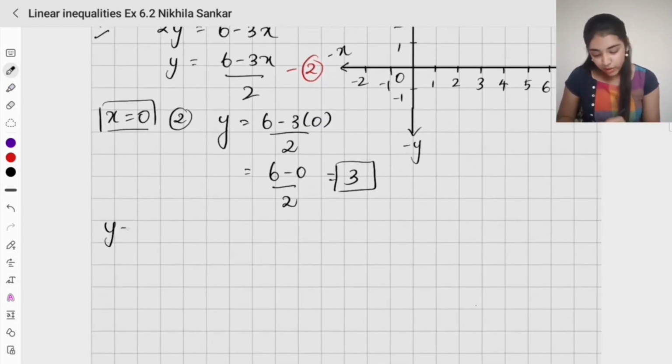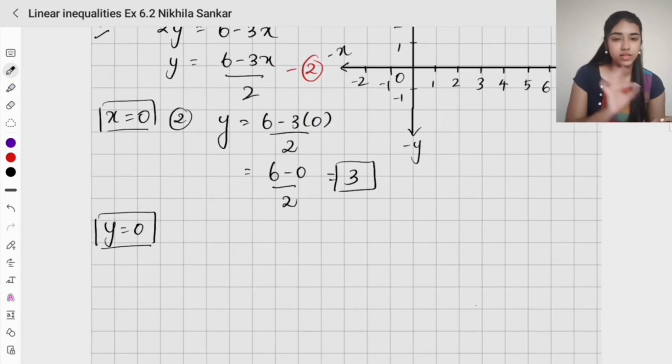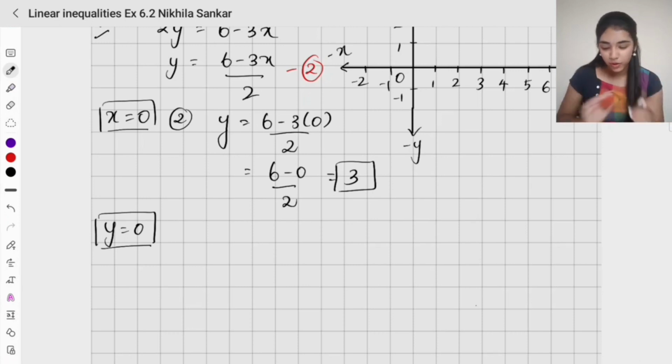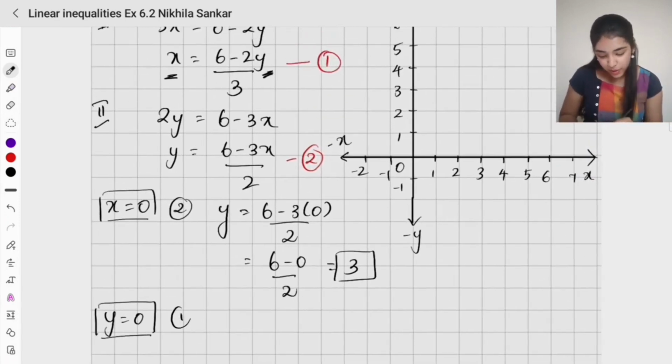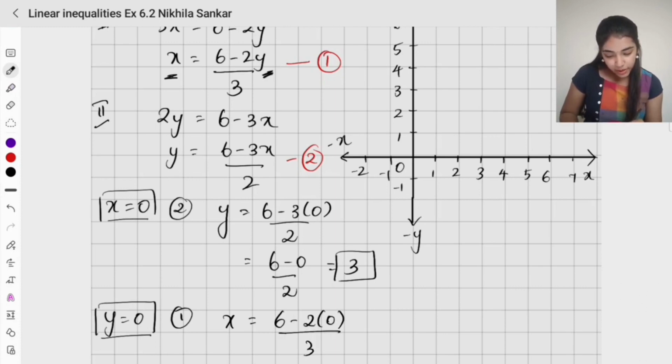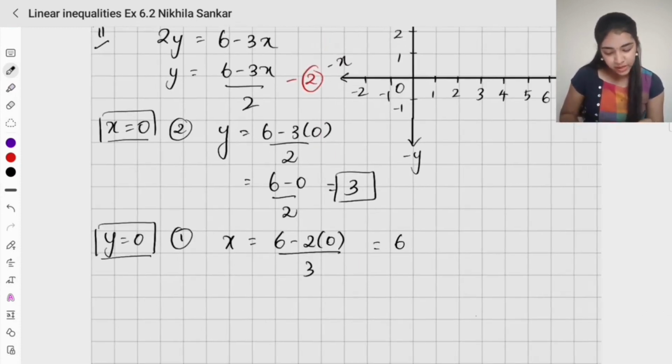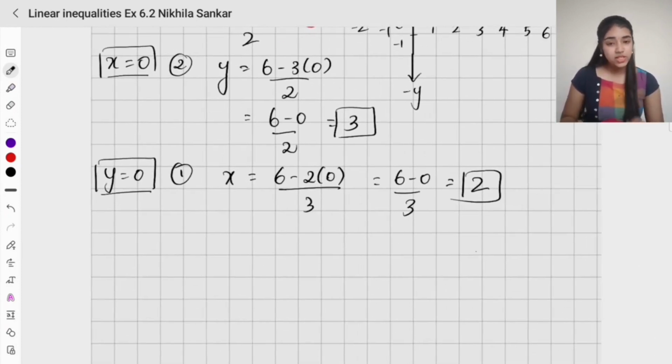Similarly, y oda value 0 va irundha enaagum. This is the most easiest way of finding your x and y to draw the graph. X க்கு 0 substitute பண்ணி y oda value என்னன்னு பார்க்கணும். Y க்கு 0 substitute பண்ணி x oda value என்னன்னு பார்க்கணும். So this I am going to substitute in my equation number 1. Equation 1 என்ன? X is equal to 6 minus 2 into y. Y oda value is 0 divided by 3. So what will I have? 6 minus 0 divided by 3. So 6 divided by 3 is going to give me a 2. So y oda value 0 na x oda value 2.